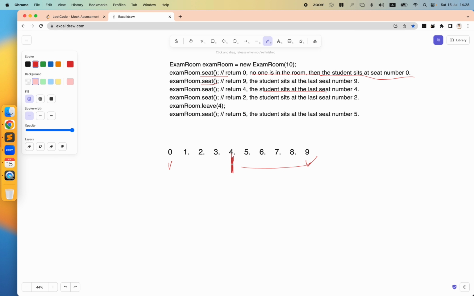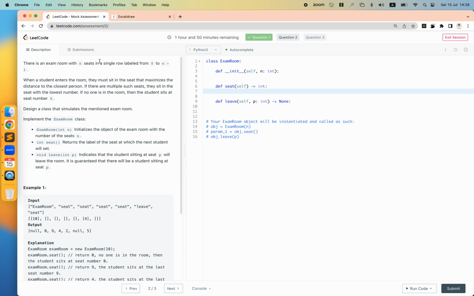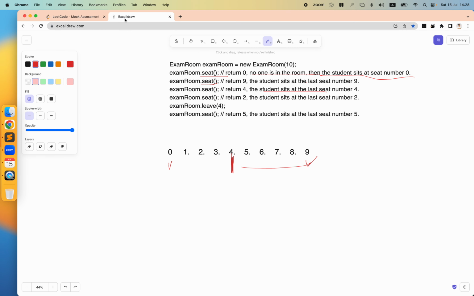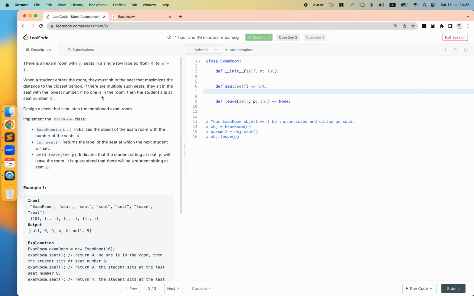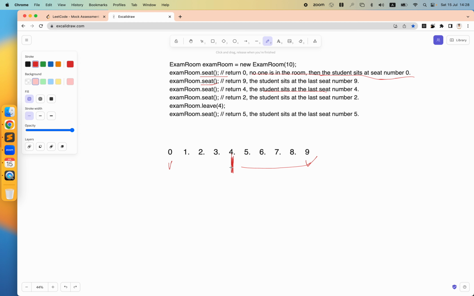So if they sit here, the distance will be 4. They sit here, the distance is also 4. So it's the same. 4 and 5 are the same. They sit with the logic number. Logic number, so this one.